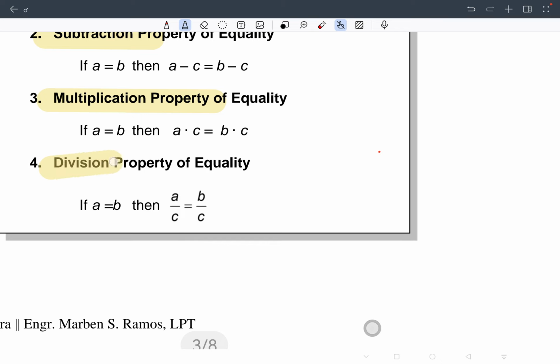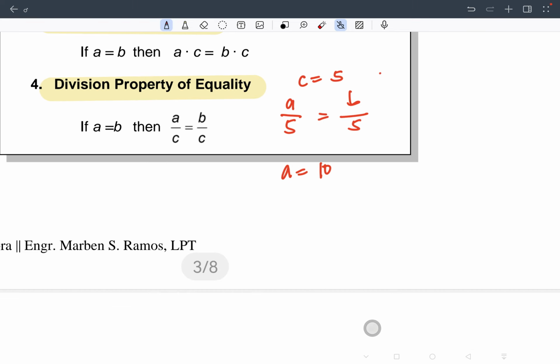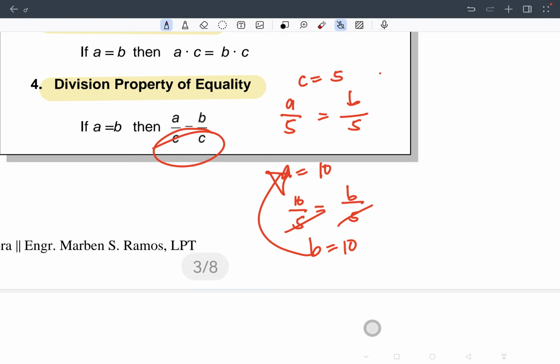Then, the division property of equality. So, the same lang din. It's just the other way around. Reverse operation. So, if A is equal to B, then whatever number i-divide natin sa dalawa, equal pa rin yung A tsaka B. Again, subukan natin, ang C is 5. Tignan natin kung mag-equal pa rin. A over 5 is equal to B over 5. Sabihin natin, ang A ay 10. This will become 10 over 5 equals B over 5. Again, cancel lang din naman yan. Ang B ay 10. Mag-equal pa rin yan. Ibig sabihin, kahit anong number ang i-divide natin on both sides ng the same number, magiging equal pa rin yung left and right member of the equation.